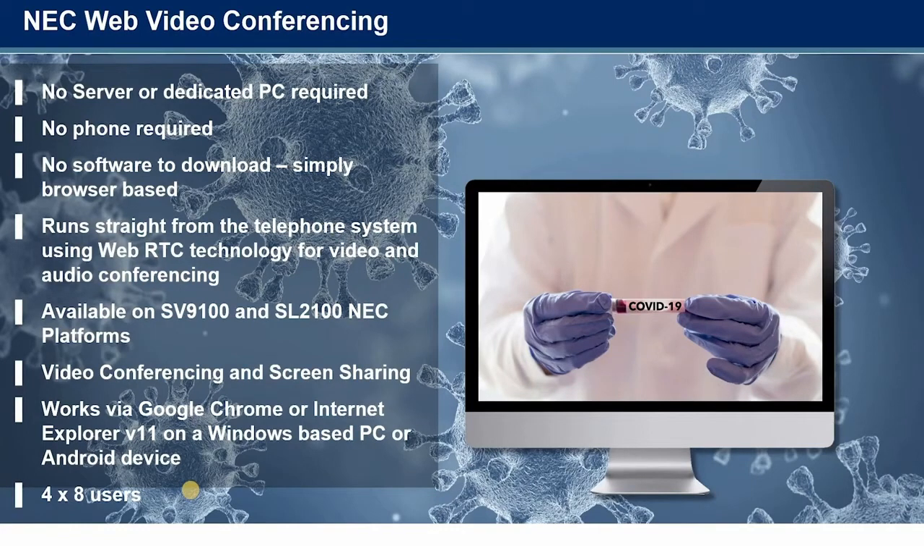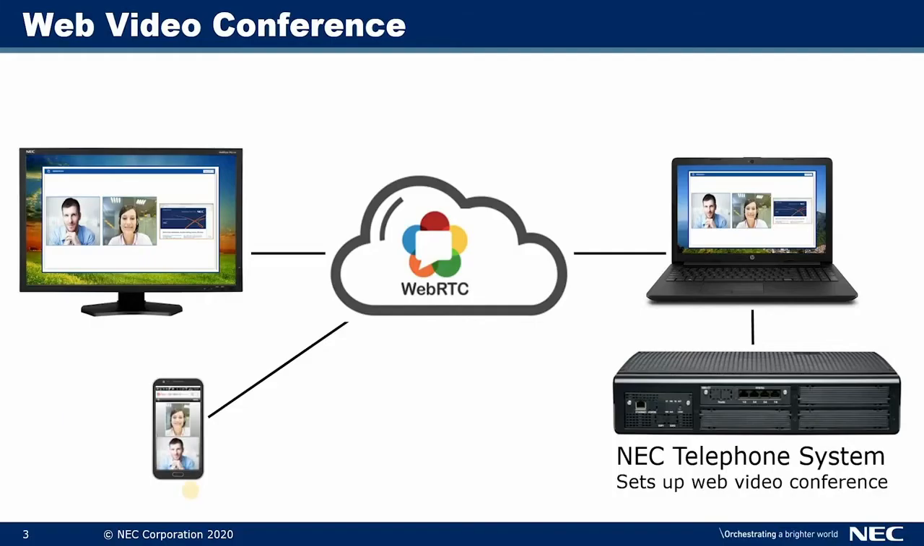How many video conference people can we have on one video call? We can have up to 8 users, so 8 people can join a video conference call. However, you can have 4 groups of those, so effectively you've got 32 licenses of video conferencing built in on your telephone system. Just a quick diagram there to show you how easy it is connection wise.